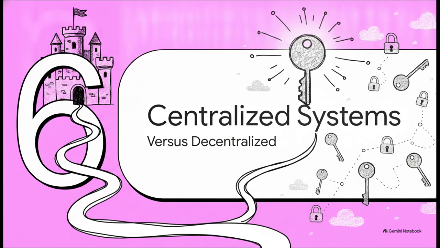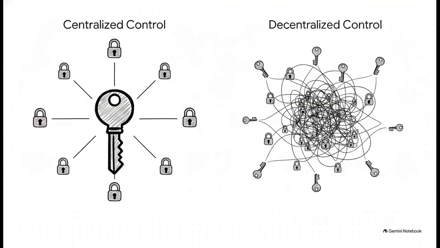Section 6. Centralized versus decentralized systems. As we wrap up our blueprint review, let's look at who actually holds the administrative keys to the facility. A centralized system means only one entity, like your core IT department, grants access or makes uniform decisions. This consolidated control is great for consistency, but it can create major bottlenecks and, honestly, a single point of failure.